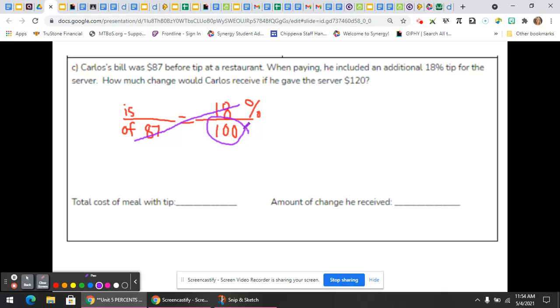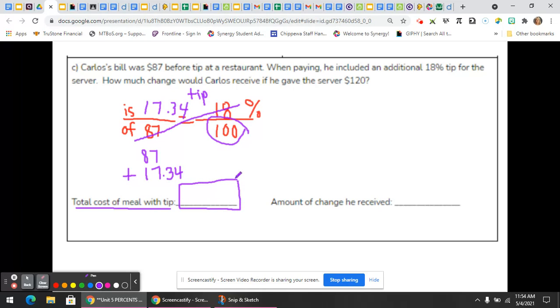So 18% of $87. I got that total to be $17.34. Okay, now that is not my final answer. That is just the tip. So you need to find the total cost of the meal with the tip. So you're going to add up $87 plus $17.34. Add those together to give your total with the tip.